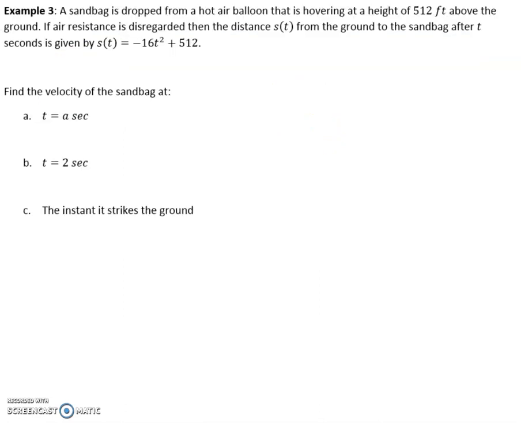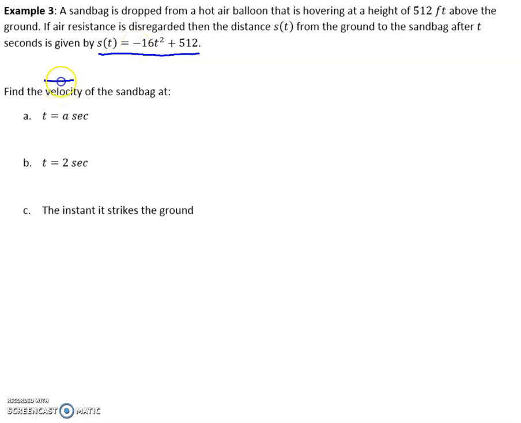So let's look. In this scenario, we have a sandbag. It's being dropped from a hot air balloon. We know that it's hovering at a height of 512 feet. And as it falls, it follows this equation. So the height that the sandbag is, S of t, given a particular amount of time that's passed. This is gravity's effect. This is the initial height. That should look familiar from stuff you've done in Algebra 1 and Algebra 2.